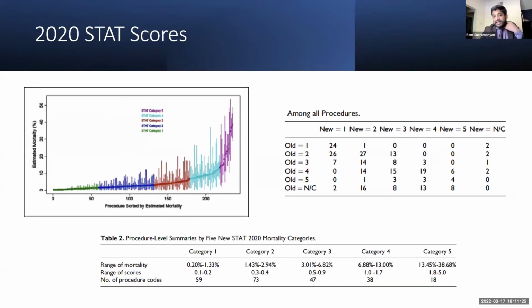And what you're seeing in the table that's on the top is that several procedures changed STAT mortality category. So for example, if you look at the first row, the procedures that were originally STAT 1, there were about 25 of them. One procedure now became STAT 2 category. Same way, if you keep going down the line, you can see some STAT 2 procedures change categories, some STAT 3 procedures change categories. But regardless, we now have a new set of STAT scores and contemporary STAT mortality categories for 235 operations that are being performed as part of the Congenital Heart Surgery Database. Next slide, please.